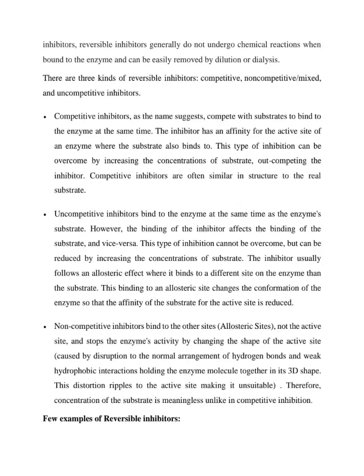Uncompetitive inhibitors bind to the enzyme at the same time as the enzyme substrate. However, the binding of the inhibitor affects the binding of the substrate and vice versa. This type of inhibition cannot be overcome but can be reduced by increasing the concentration of substrate. The inhibitor usually follows an allosteric effect where it binds to a different site on the enzyme than the substrate. This binding to an allosteric site changes the conformation of the enzyme so that the affinity of the substrate for the active site is reduced.